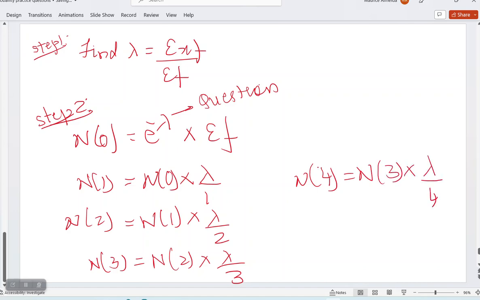So the formula is pretty simple. It is n of whatever is the current value. Say I want 5, I will use the previous value, which is n of 4, multiplied by lambda upon the current value, whatever it is. Clear? Okay.